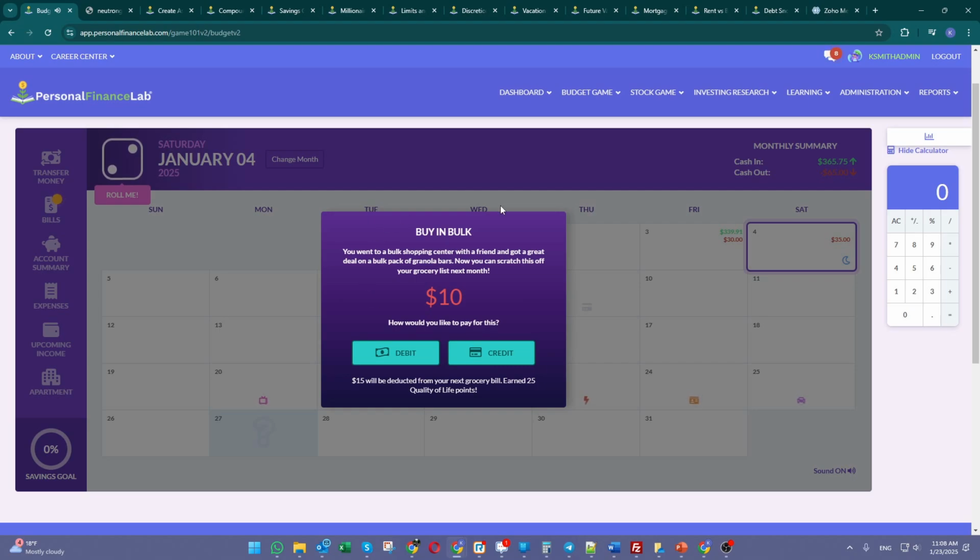And then again, at the end of each weekend event, you will still get a card talking about what happened for your weekend. It looks like in this case, my next grocery bill is actually going to be deducted by 15 points because I got a great deal on some stuff.